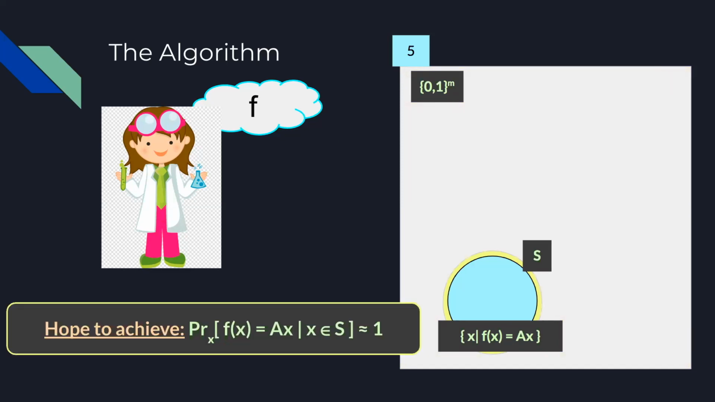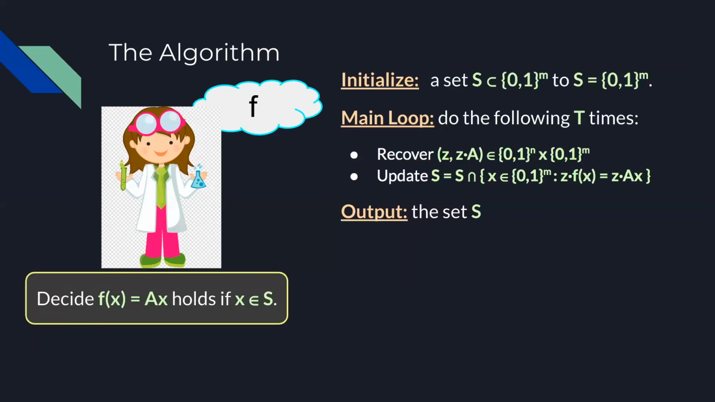At that point, we're going to be able to decide that f of X equals A of X holds if X is in S. Basically, membership in S will, at that point, be a pretty good proxy for whether f of X equals A of X or not.